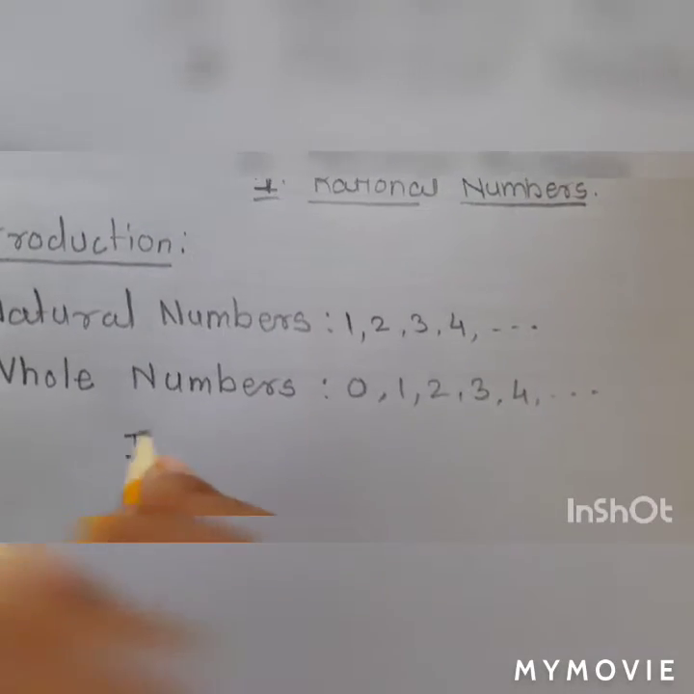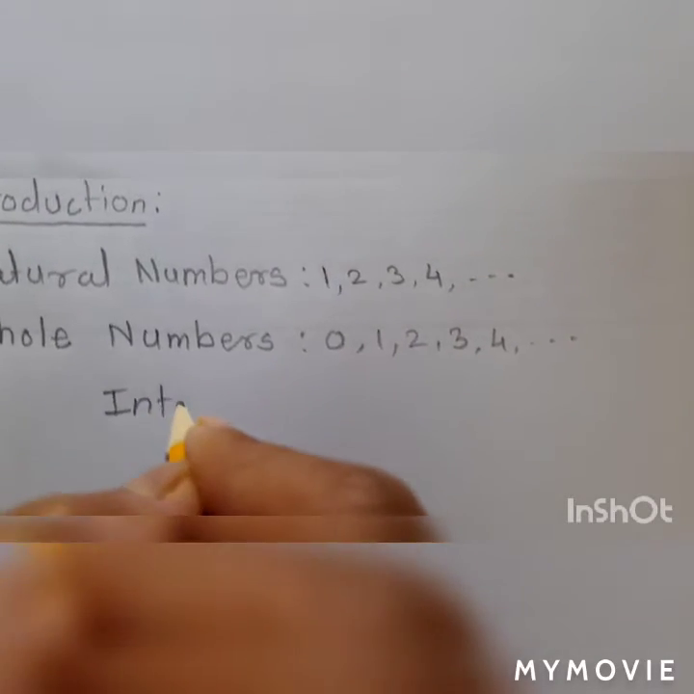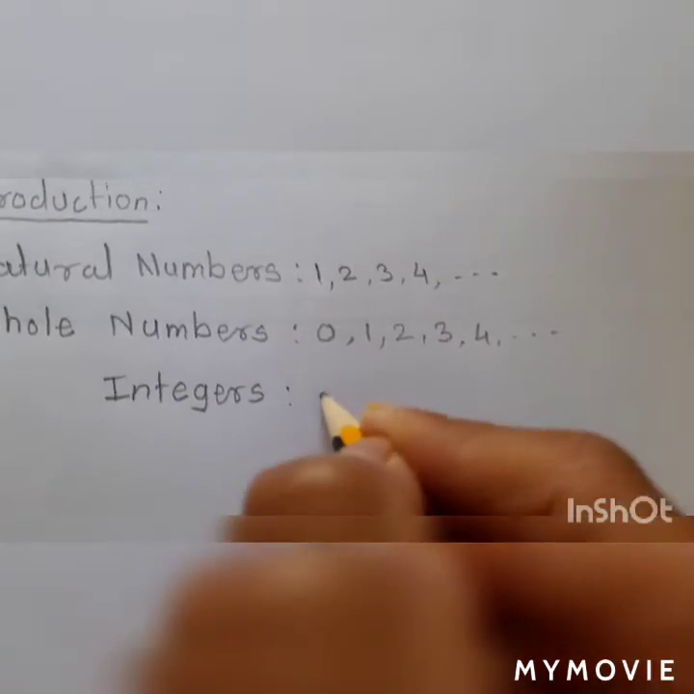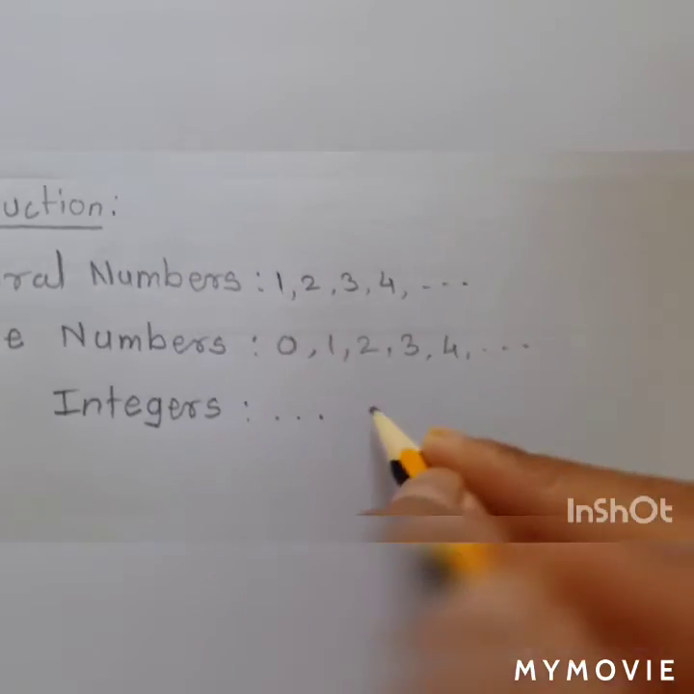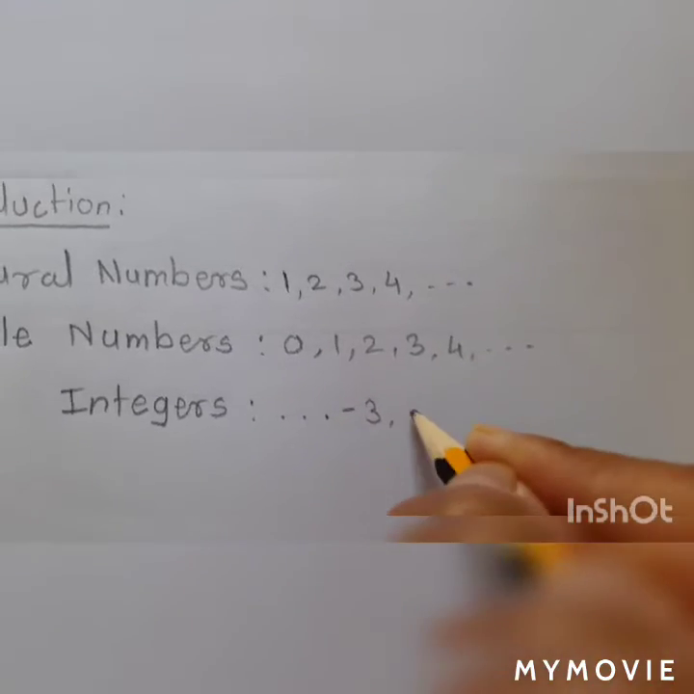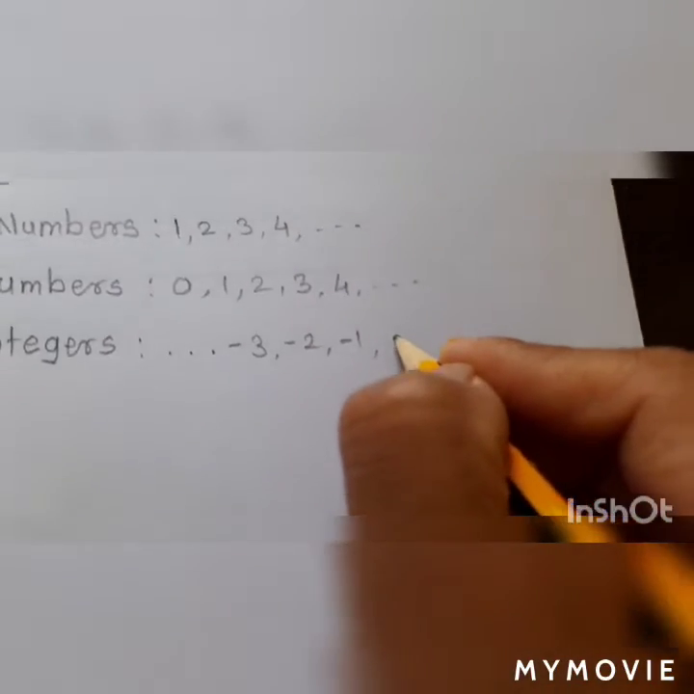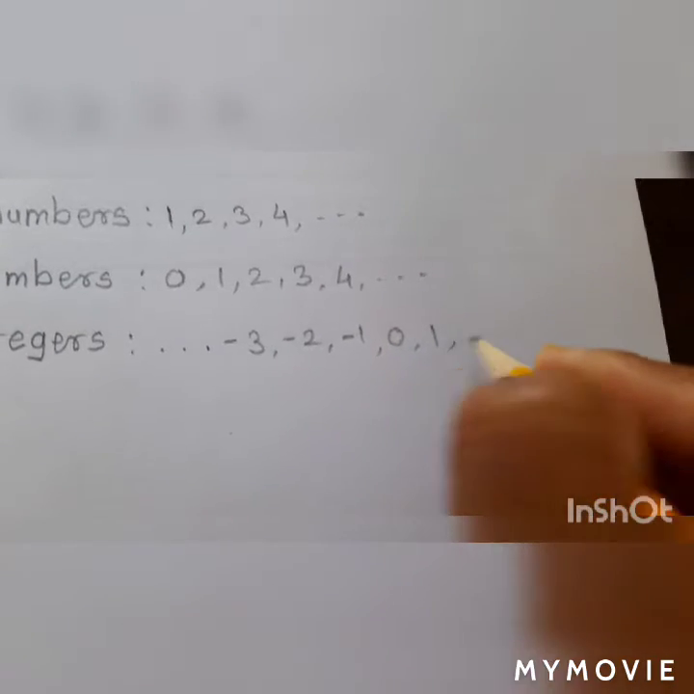Now integers. We know that integers include all negative numbers up to minus infinity and all positive numbers up to plus infinity, including 0 in it.